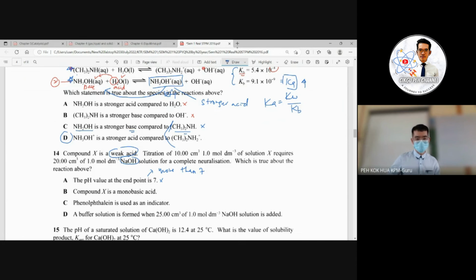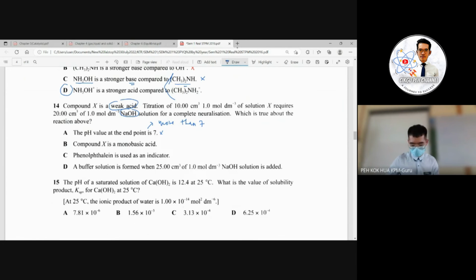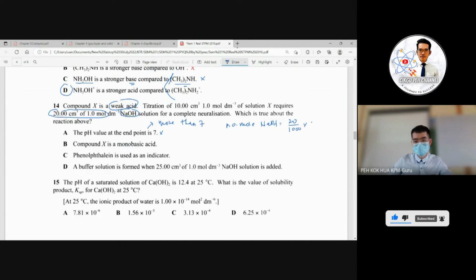Okay, and then the compound X is a monobasic acid. This one we need to find out. For the first, we need to find the number of moles of NaOH. Here 20 cm3 per 1 mole, so we use 20 divided by 1000 and 1 mol per dm3. You'll get 2.0 times 10 power negative 2 mol.